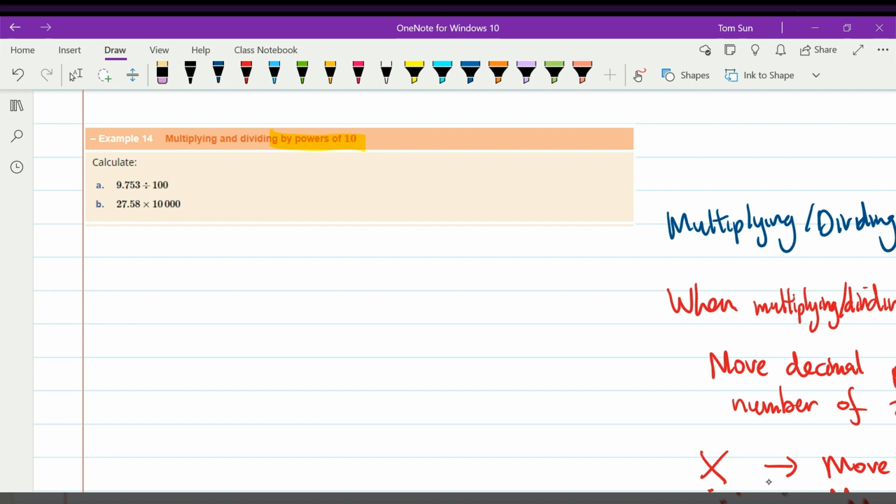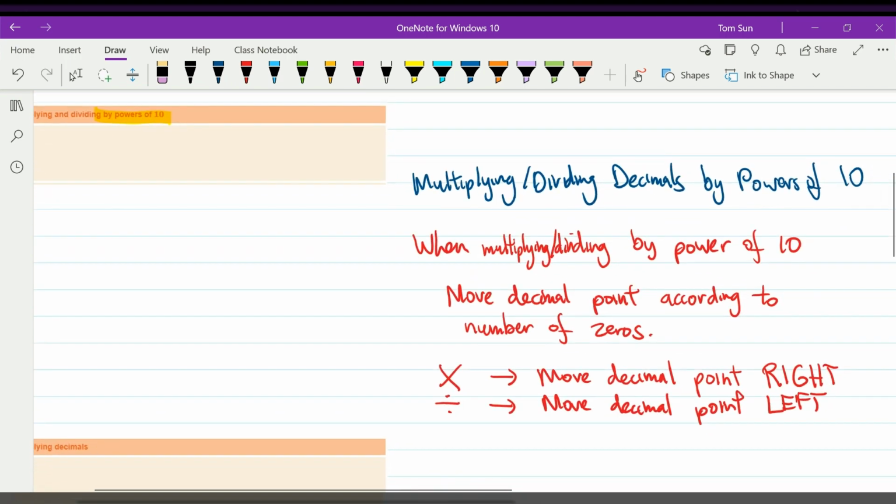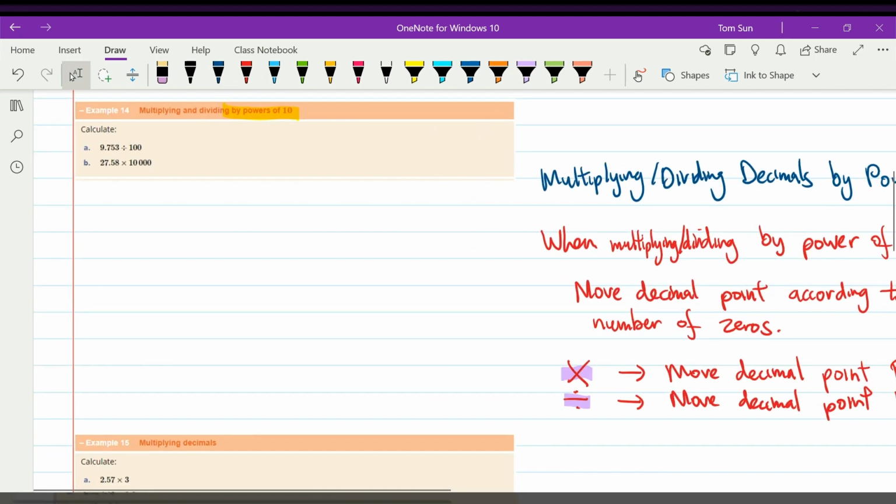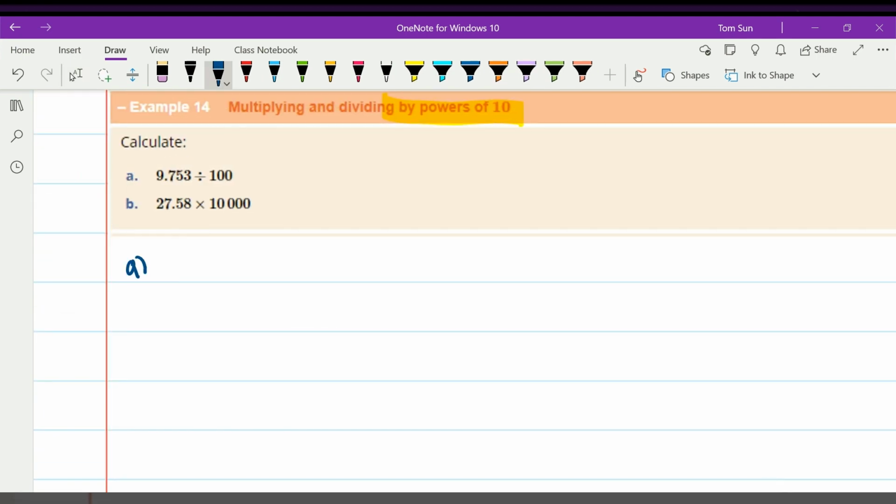If you arrive at this situation, there is a special way for you to be able to do this. I'm going to show you here, and if you need to write this down, of course, you can pause this so you can do that. When multiplying and dividing by powers of 10, all you have to do is move the decimal point according to the number of zeros and also according to the operation. If you're multiplying, then you're moving the decimal point right. If you're dividing, then you're moving the decimal point left. Let's take an example and see what that actually means. We have 9.7. So let's try this one.